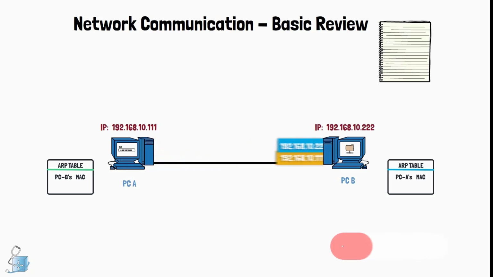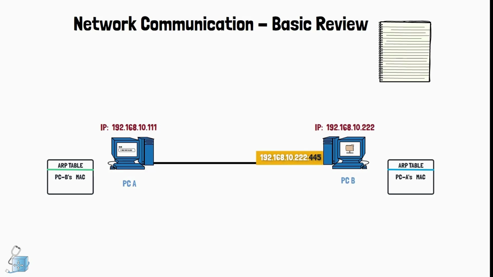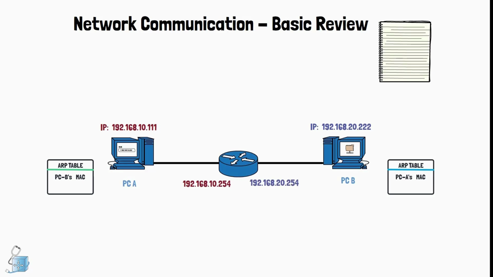PC B gets the message and processes the required information, and the reply back is literally an inverted packet which has the source IP of 192.168.10.222 with a source port of 445 and the destination IP is 192.168.10.111 with the destination port of 1024. In case of a router in the middle between two different networks, the only difference is in the ARP entry. Instead of PC B's layer 2 address, it requests its default gateway's layer 2 address, which in this case is the router, and then forwards the packet.